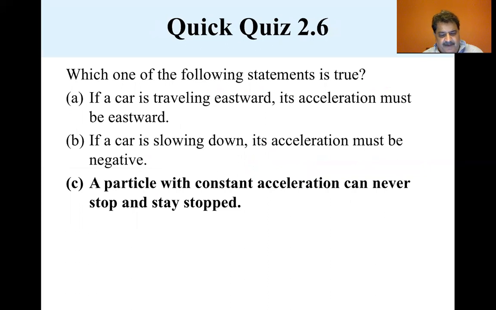We haven't gotten to gravitational acceleration, but a ball that you throw up in the air is under gravitational acceleration. If you throw it up in the air, it will come to a stop, but it won't stay stopped. It'll eventually change. So a particle with constant acceleration can never stop and stay stopped. It's going to change velocity.